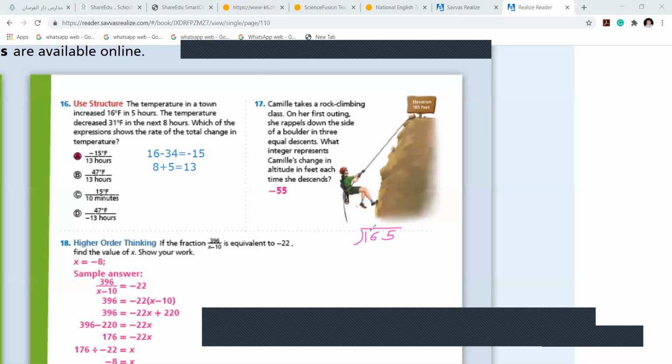She did it in 3 equal descents. She's climbing, she's going up. But then she rappels down the side of a boulder in 3 equal descents. Down the side means your answer has to be in minus. 3 equal descents means I'll divide by 3. So it's 165 divided by minus 3. So your answer is minus 55. I hope you understood.